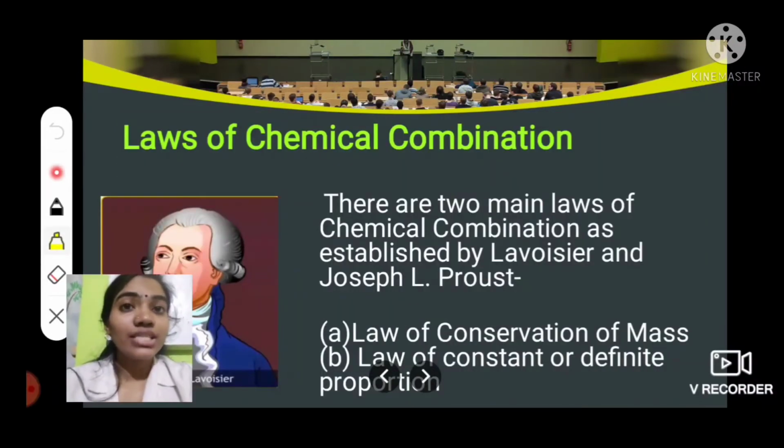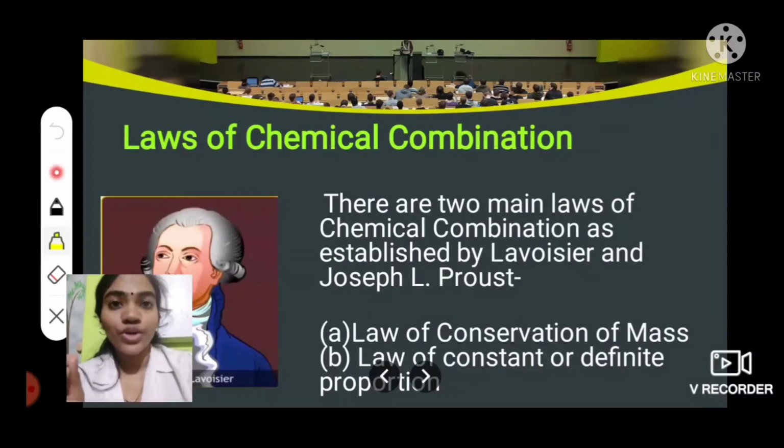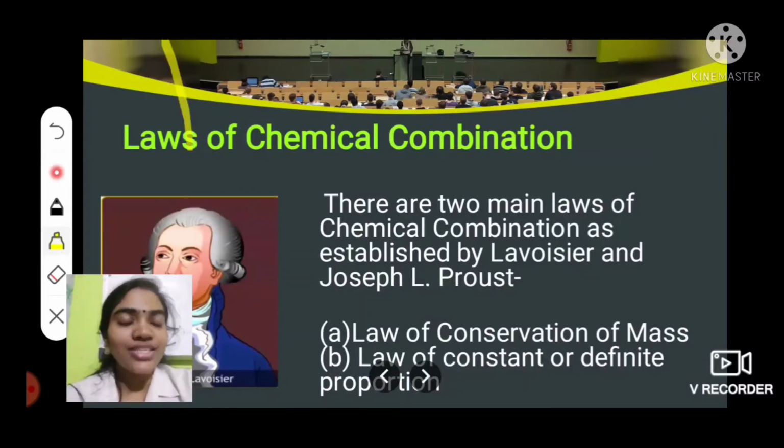What is called an atom? Matter is made up of small particles. It is called an atom. An atom is the smallest fundamental unit of matter which cannot be divided further. And the combined form of atoms is called a molecule. We will now discuss the laws of chemical combination.